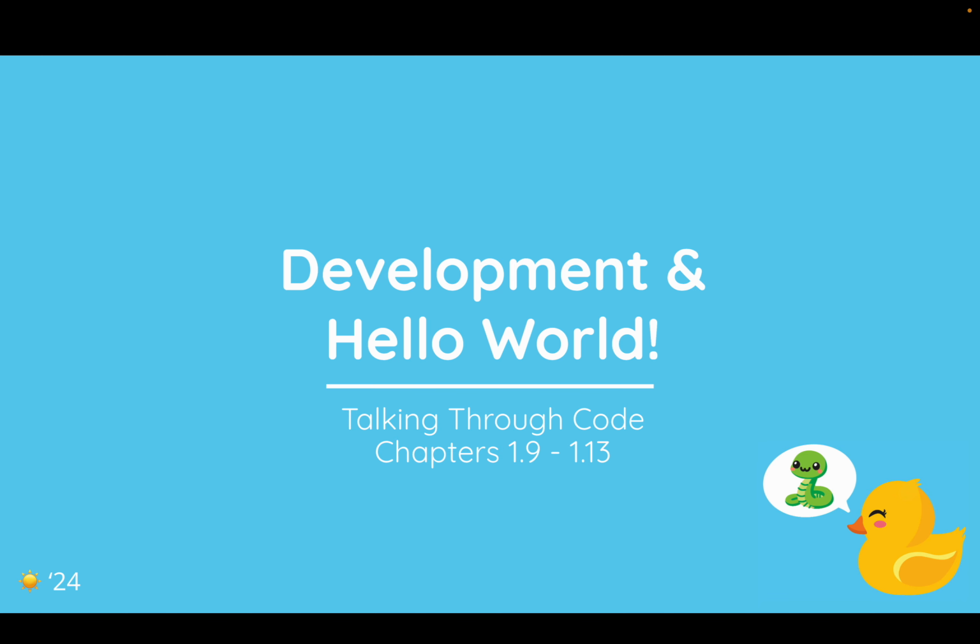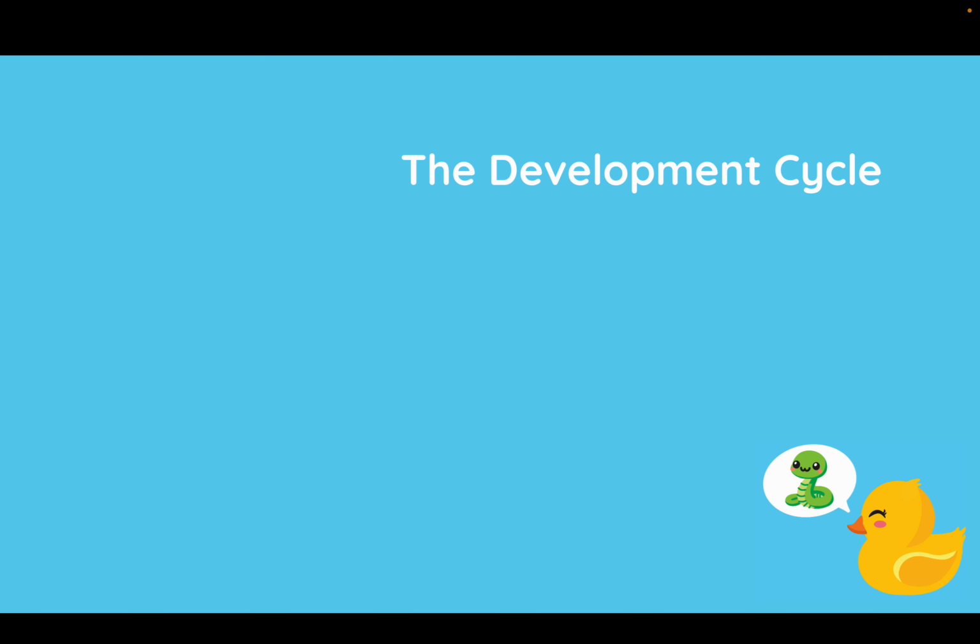Alright, this video is going to cover development and hello world. So we're going to redo our first Python program. This is chapters 1.9 through 1.13 in the Talking Through Code textbook. We're going to do a little bit of content first, and then we'll look at our PyCharm and code. So we have to talk about the development cycle.